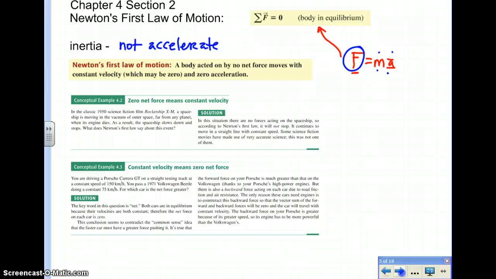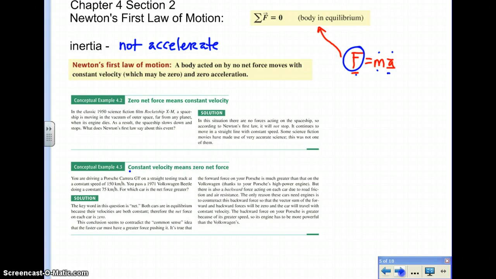In conceptual example number 4.3, what we see is that constant velocity means zero net force. It's just the opposite. If the acceleration is zero and something has mass, then it must be true that there's no net force. All the forces are balanced. You're driving a Porsche on a straight testing track at a constant speed. You pass a Volkswagen that's much older, that's going much slower, half your speed. Which car has the greater net force?